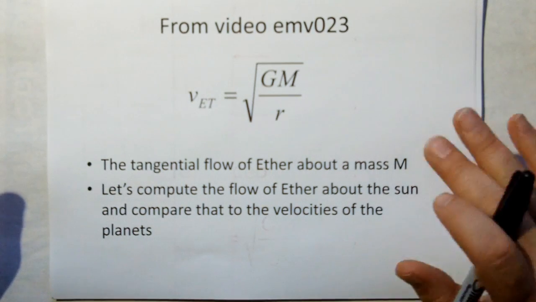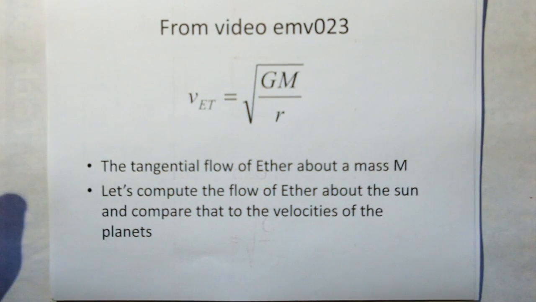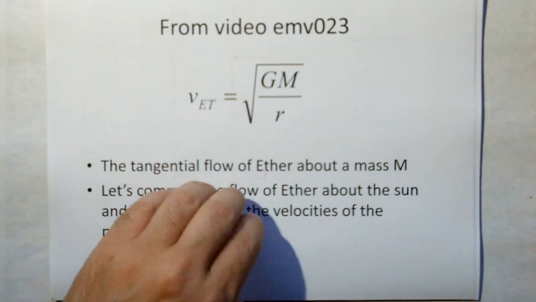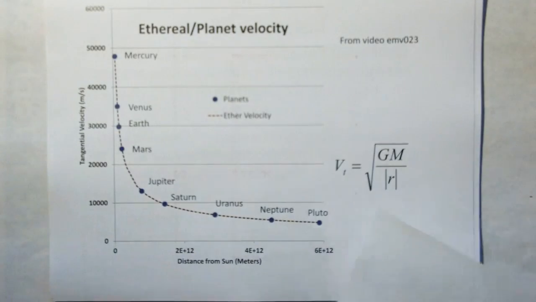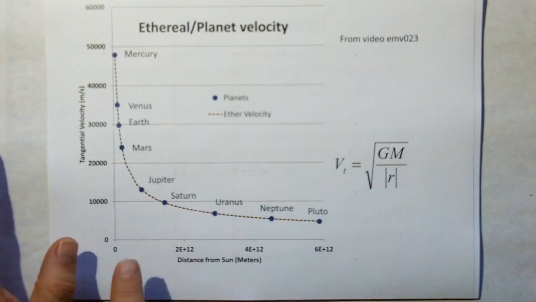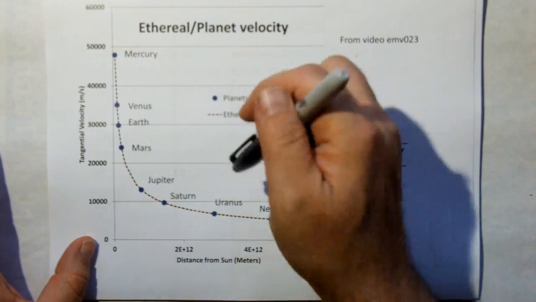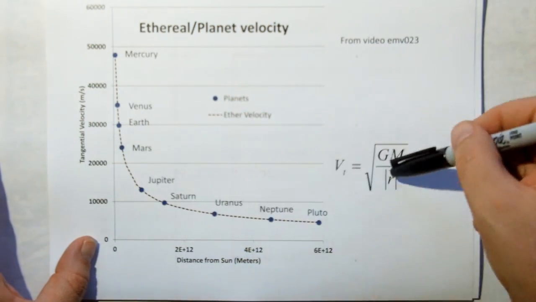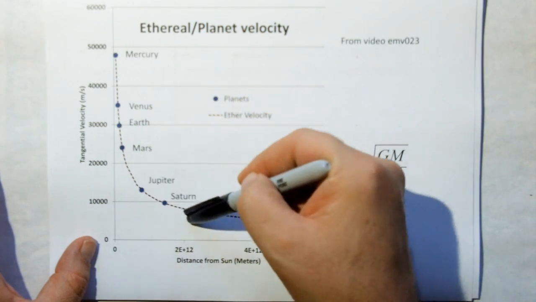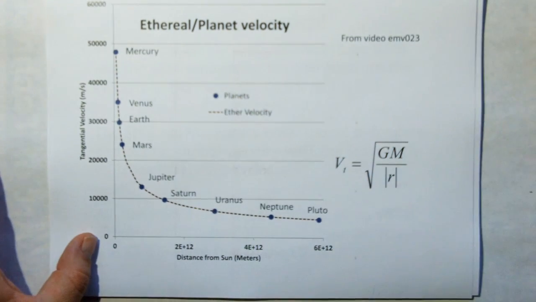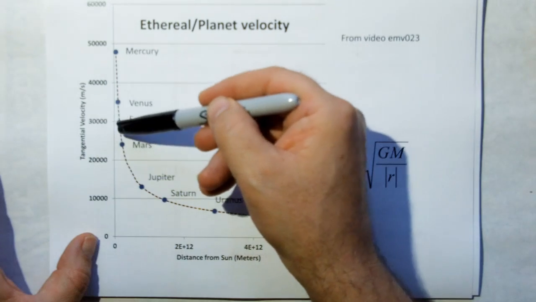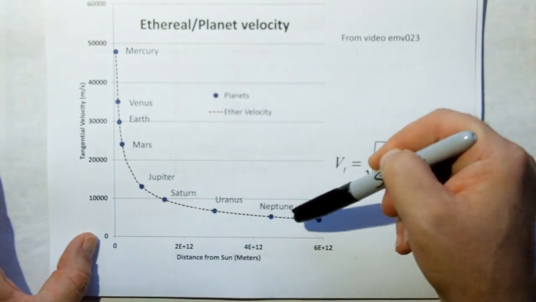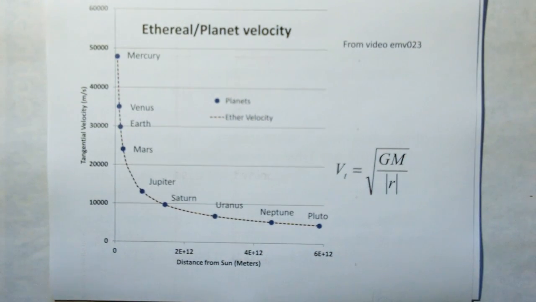So let's apply this. Let's compute the tangential flow of ether about the sun and compare that to the velocities of planets in orbit. If you take this equation and plot it, the dotted line is this equation, which shows what should be the tangential velocity of the ether about the sun. And the dots represent the velocities of each of the individual planets, and you can see they fall right into line. The only little difference is that Pluto and Mercury aren't quite exactly on the line because their orbits aren't perfectly circular. They're more elliptical.